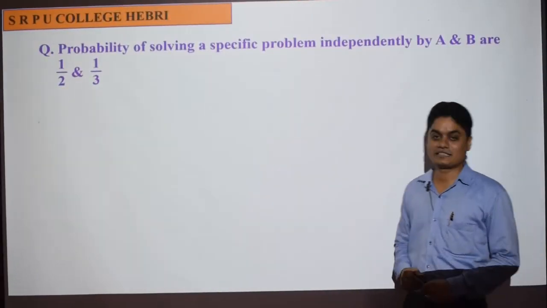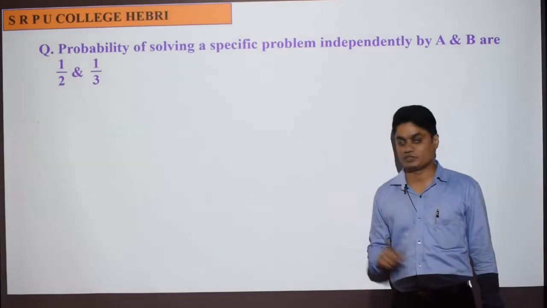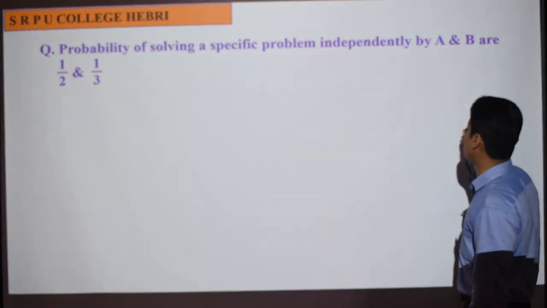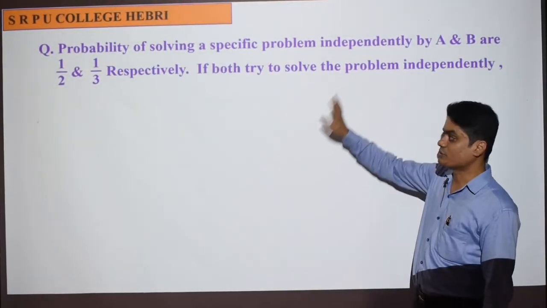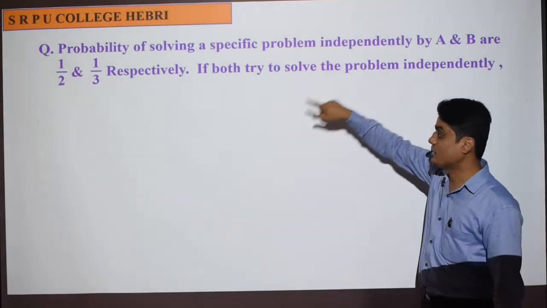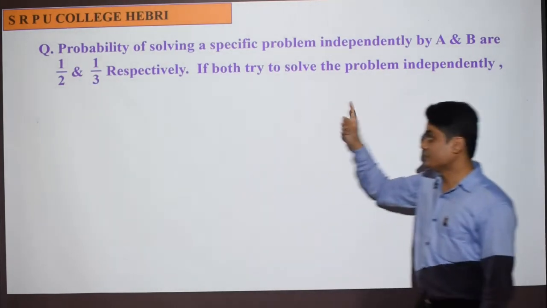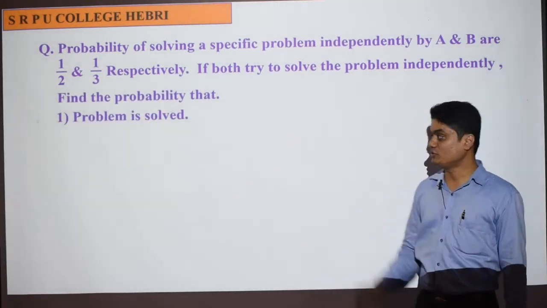Dear students, in the last class we learned problems on independent events, so we will continue the same process. Today's first question: the probabilities of solving a specific problem independently by A and B are given as 1 by 2 and 1 by 3 respectively. The probability of person A solving the problem is half, and the probability of person B solving it is 1 by 3. If both try to solve the problem independently, find the probability that the problem is solved.